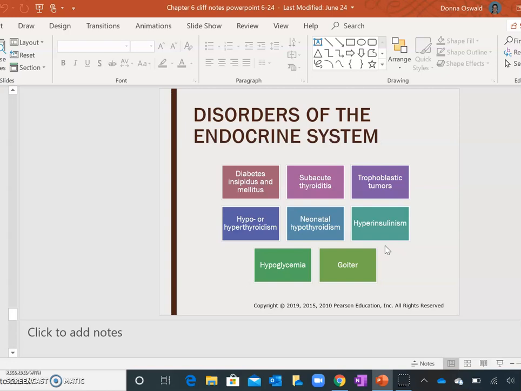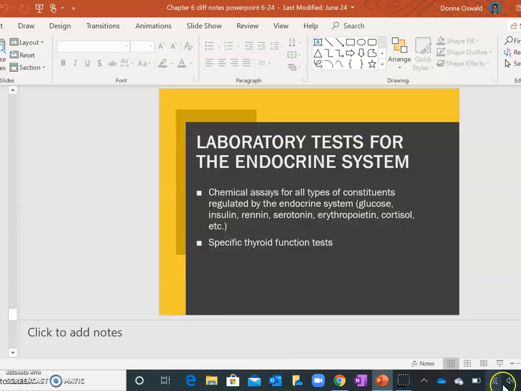Some further disorders would be diabetes insipidus and mellitus, subacute thyroiditis, trophoblastic tumors, hypo and hyperthyroidism, neonatal hypothyroidism, hyperinsulinemia, hypoglycemia, which is low blood sugar, where hyperinsulinemia is the overproduction, and goiters, which is caused sometimes by a deficiency in the thyroid hormones.